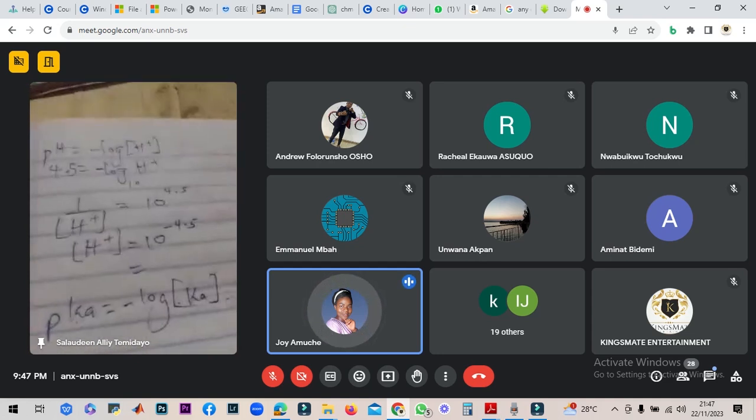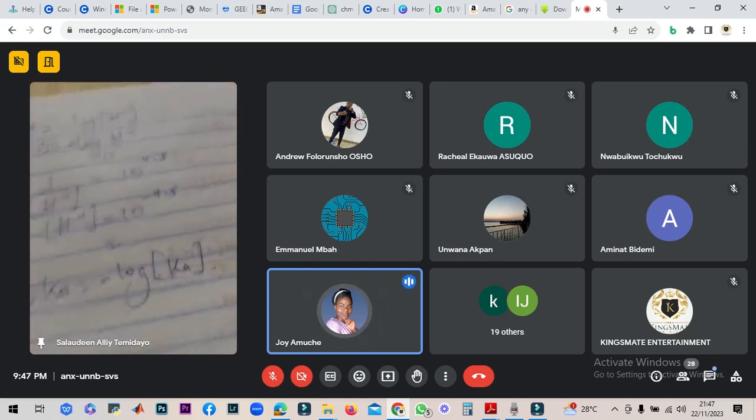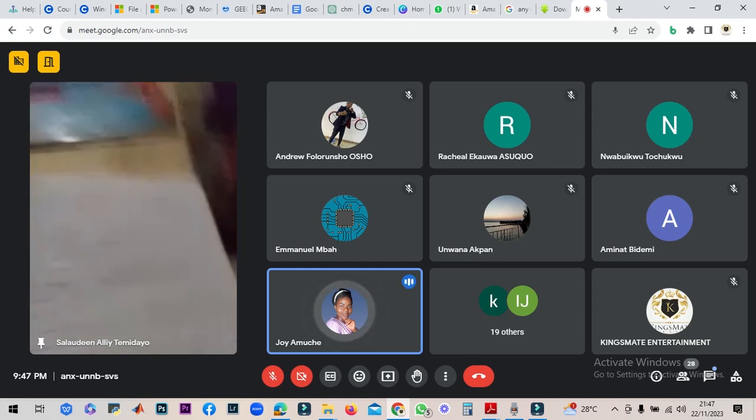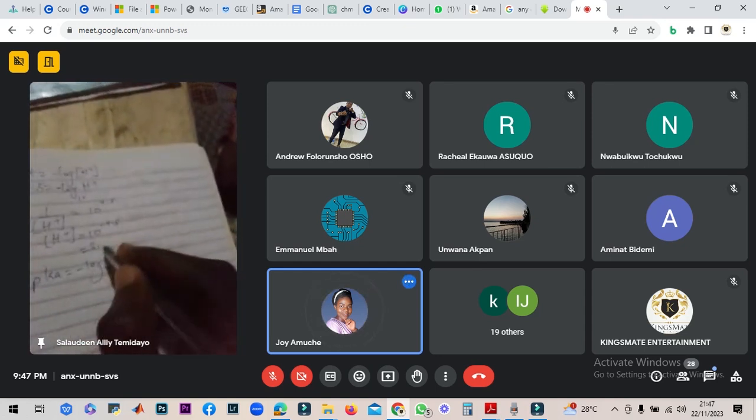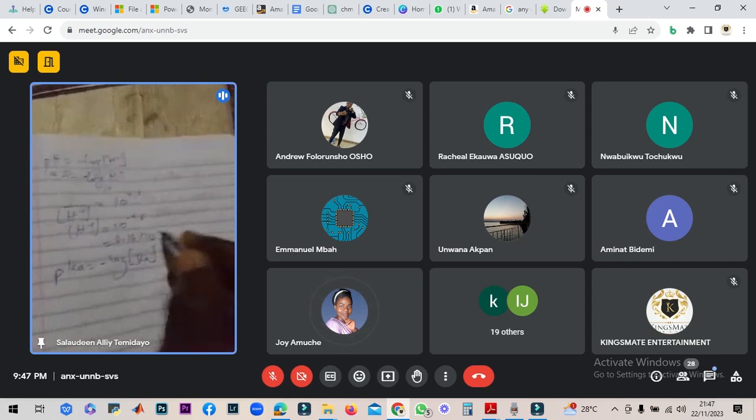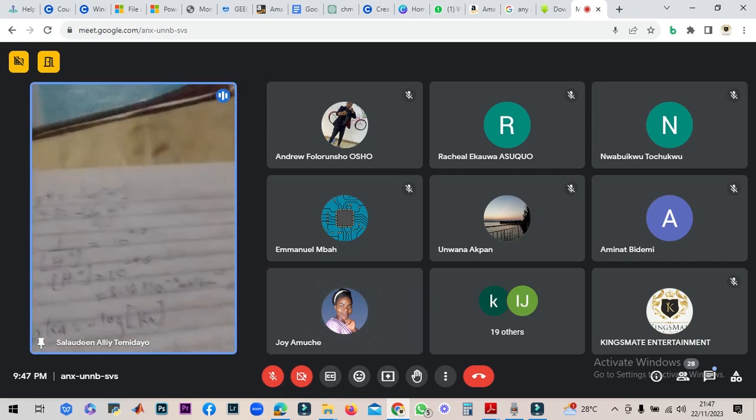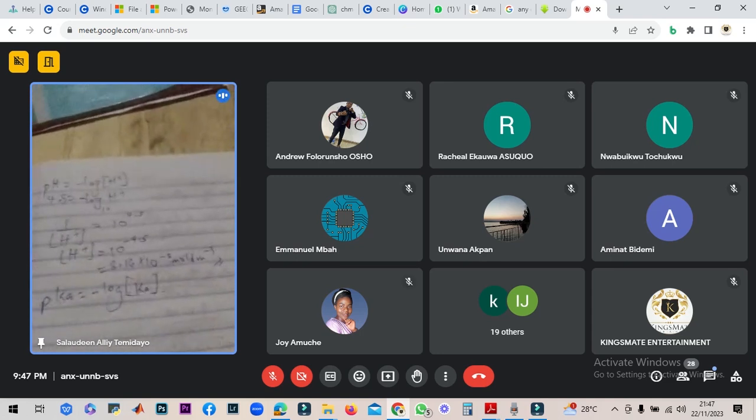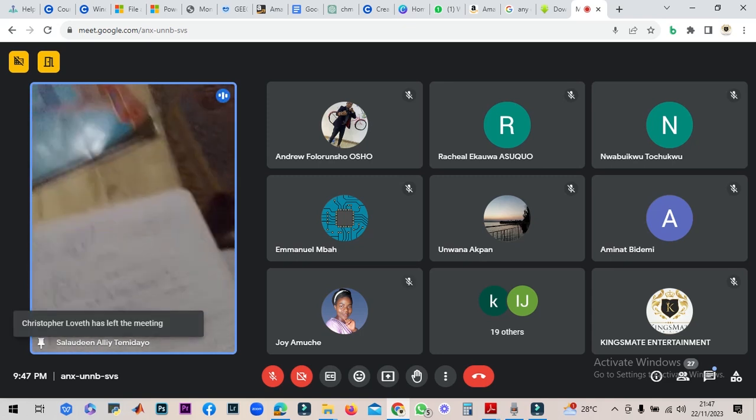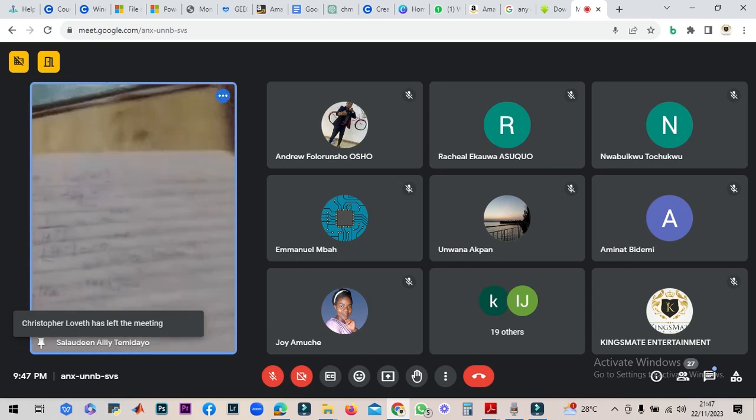10 raised to power minus 4.5 is 3.16 times 10 raised to power minus 5 mole per dm3. So this is the hydrogen ion concentration for me. Let's wait for her value.